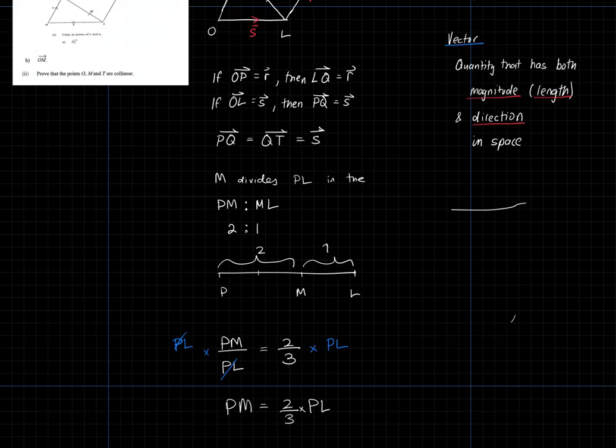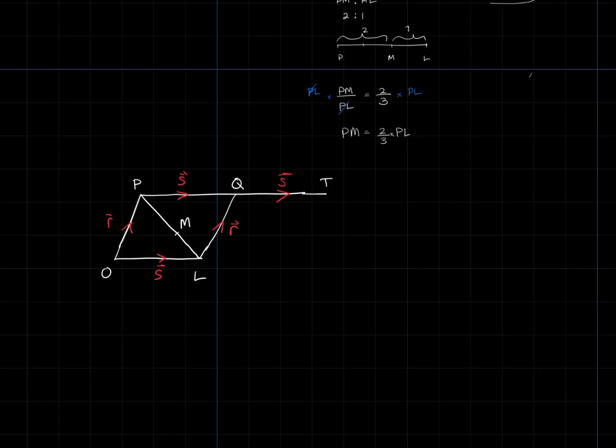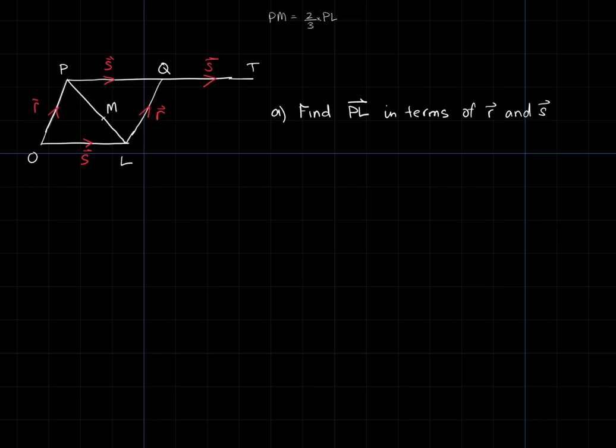All right. So now we've taken everything that they have told us in this question and put it on the diagram. Now we can actually answer the question. They want us to find PL, vector PL, going from P to L in terms of R and S.